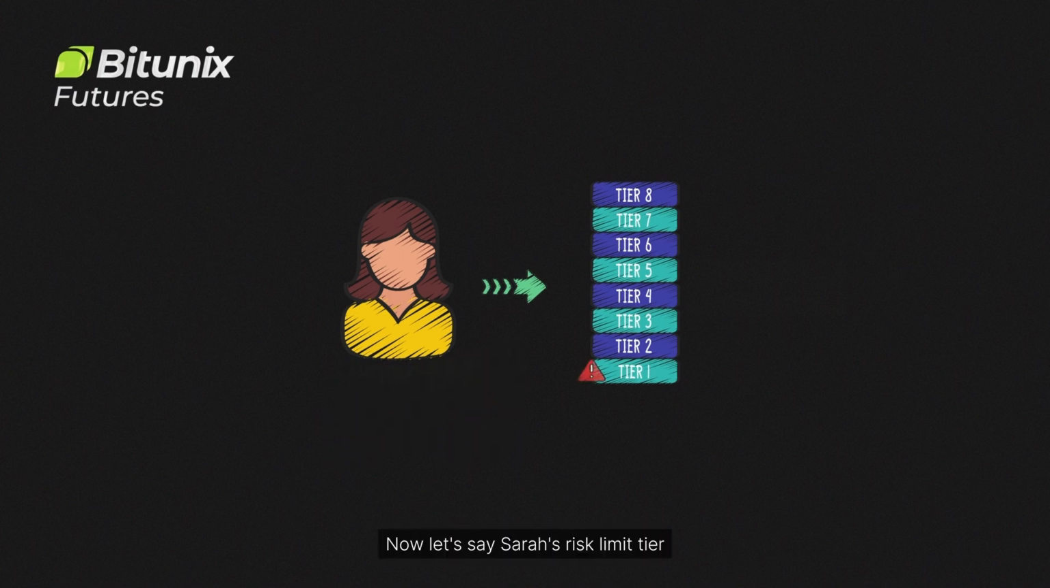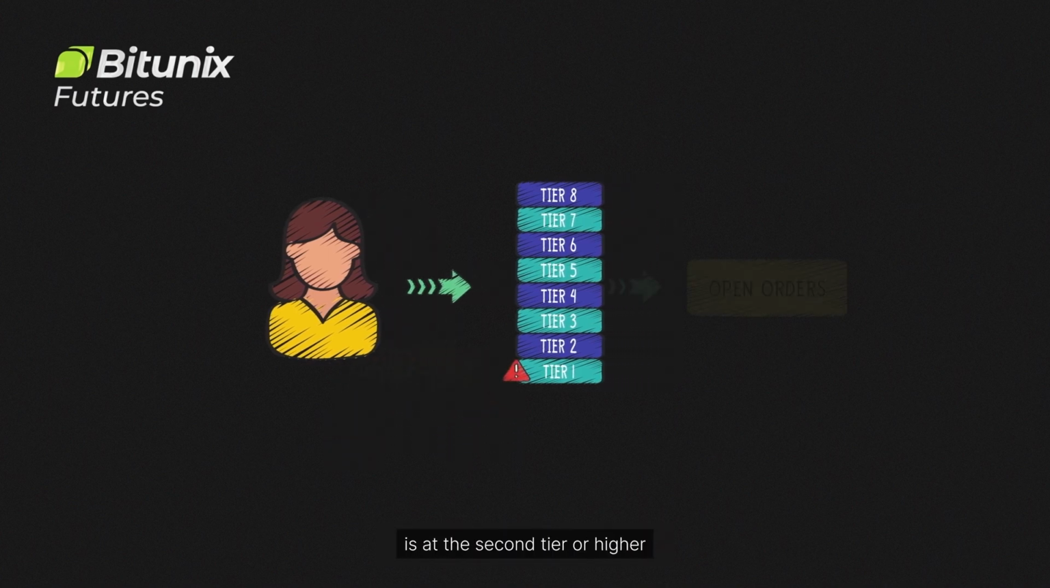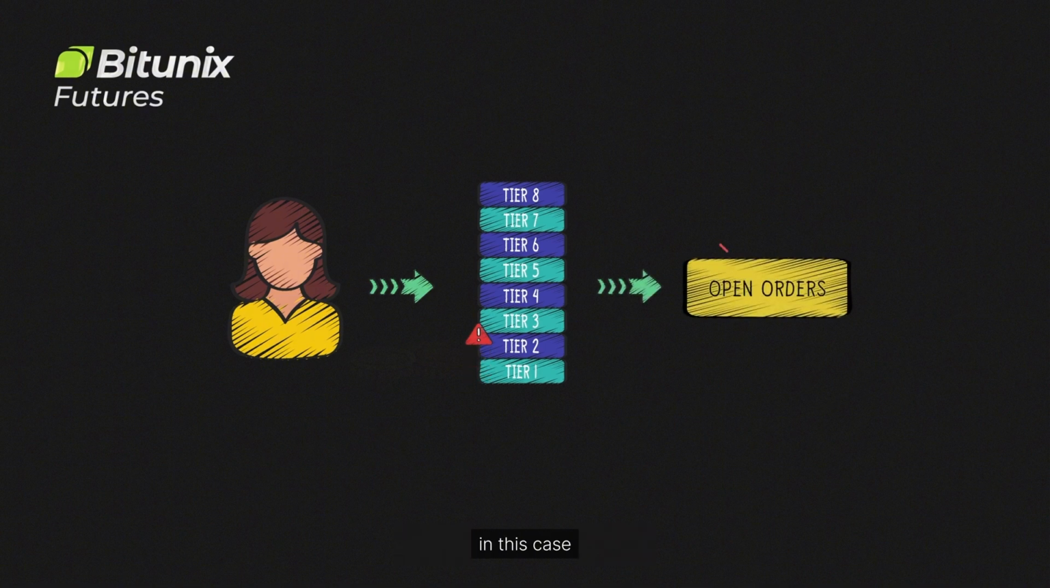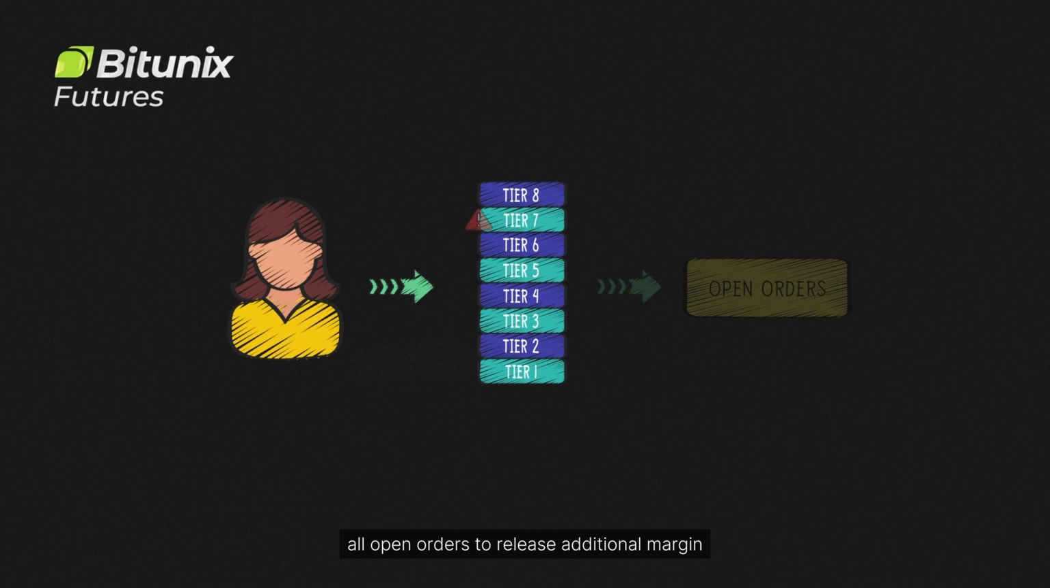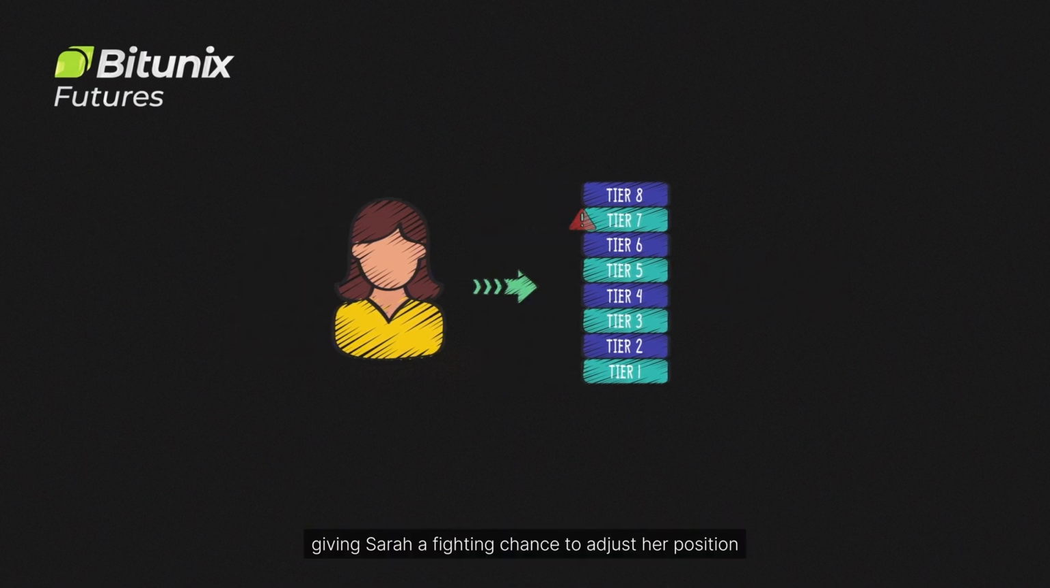Now, let's say Sarah's risk limit tier is at the second tier or higher. In this case, the system first cancels all open orders to release additional margin, giving Sarah a fighting chance to adjust her position. It then initiates efforts to lower the risk limit tier, aiming to decrease the necessary maintenance margin rate. If these steps don't reduce the risk enough, the system continues to lower her position step by step until it either reaches a stable level or is completely liquidated.